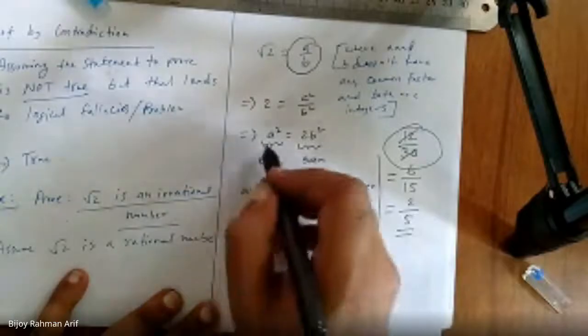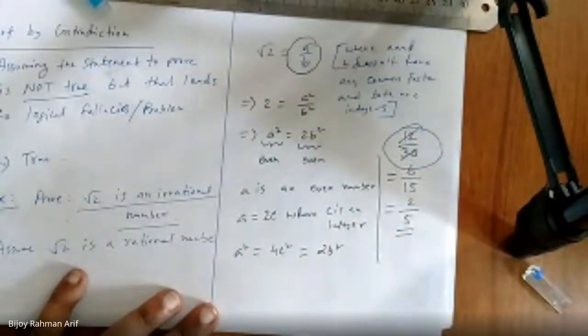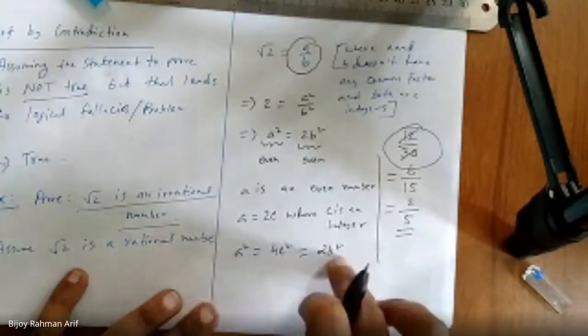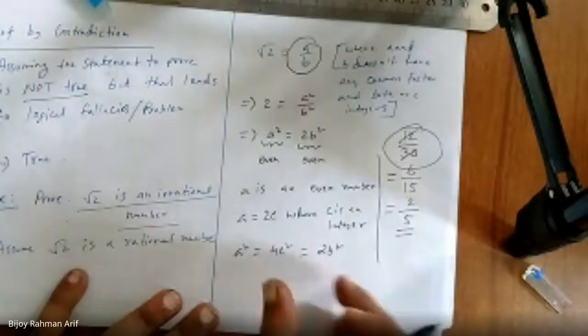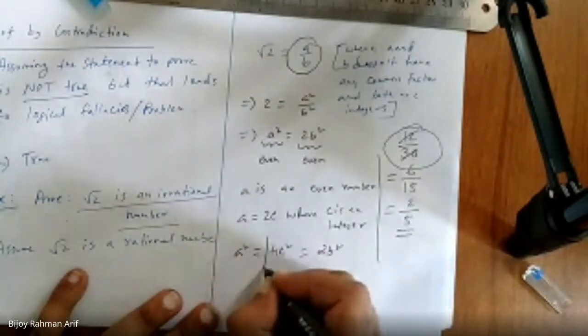Even number. Equal to what? A square equal to 2B square. So 2B square. Do you agree with me or not? A square equal to 2B square, A square equal to 4C square. So all three are equal. So if you consider up to this, what can we write?